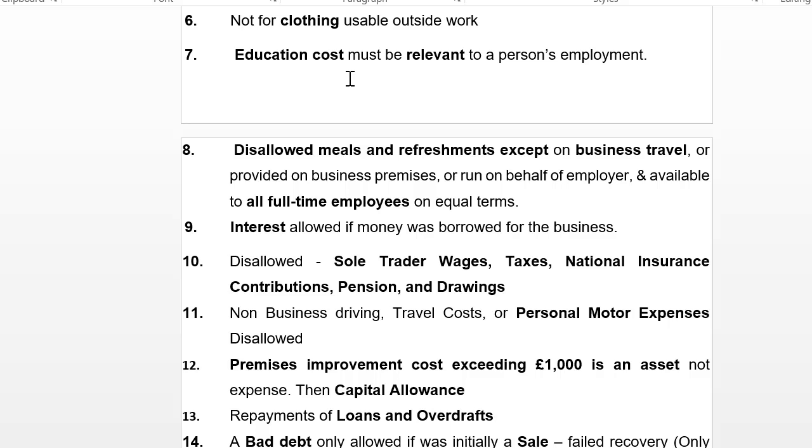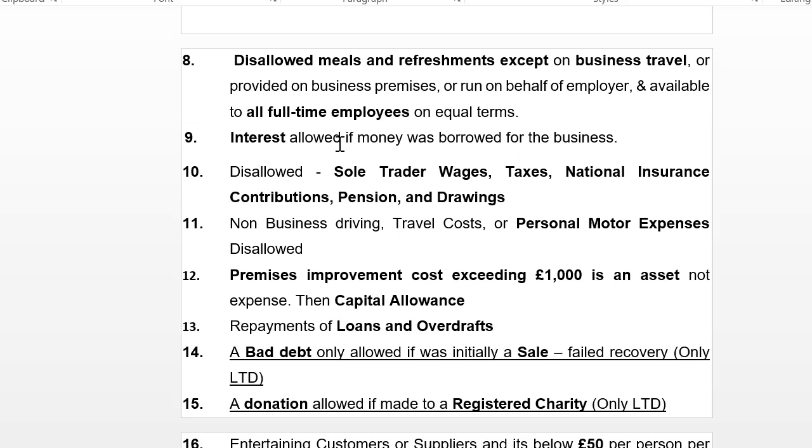Now, number seven, in case of an education cost, it must be relevant to that person's employment. If an individual is employed as a bookkeeper in a business and then he undertakes a legal course, a course in law, they want to become a lawyer, then that expense is not allowed for tax purposes because what they are studying or training for has got nothing to do with their employment. That's as far as the law is concerned.